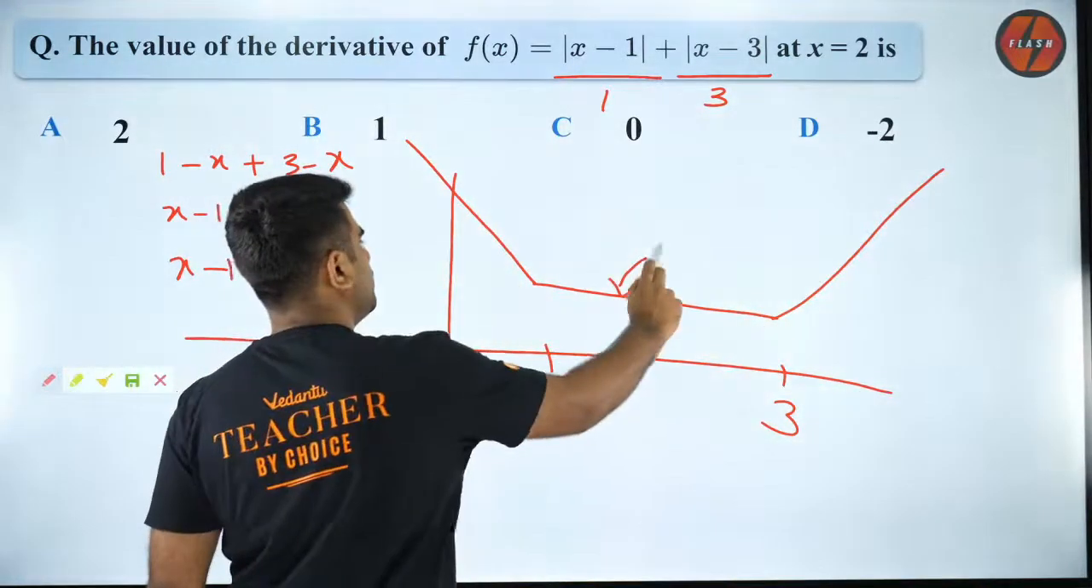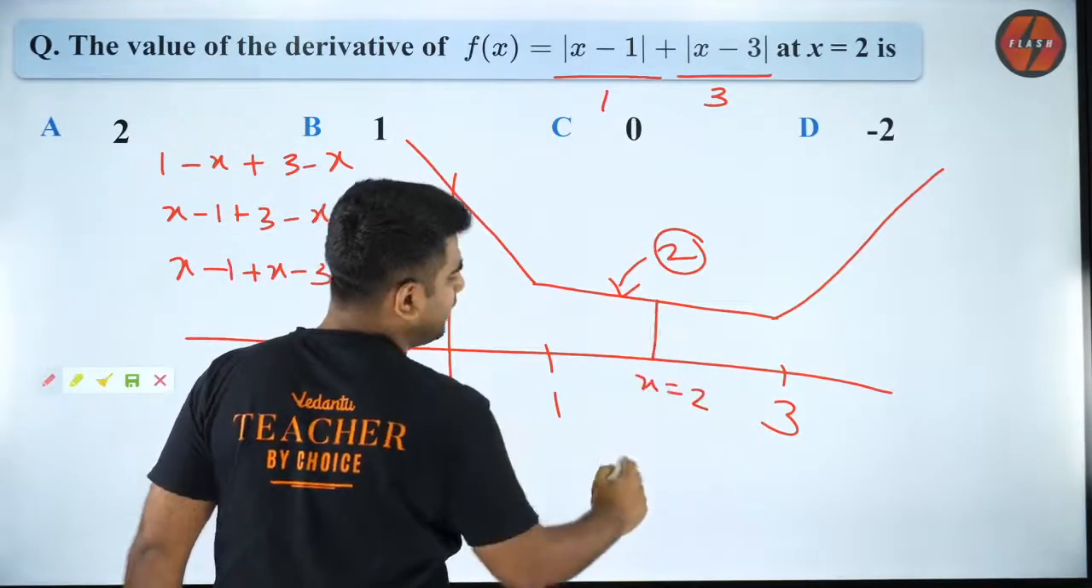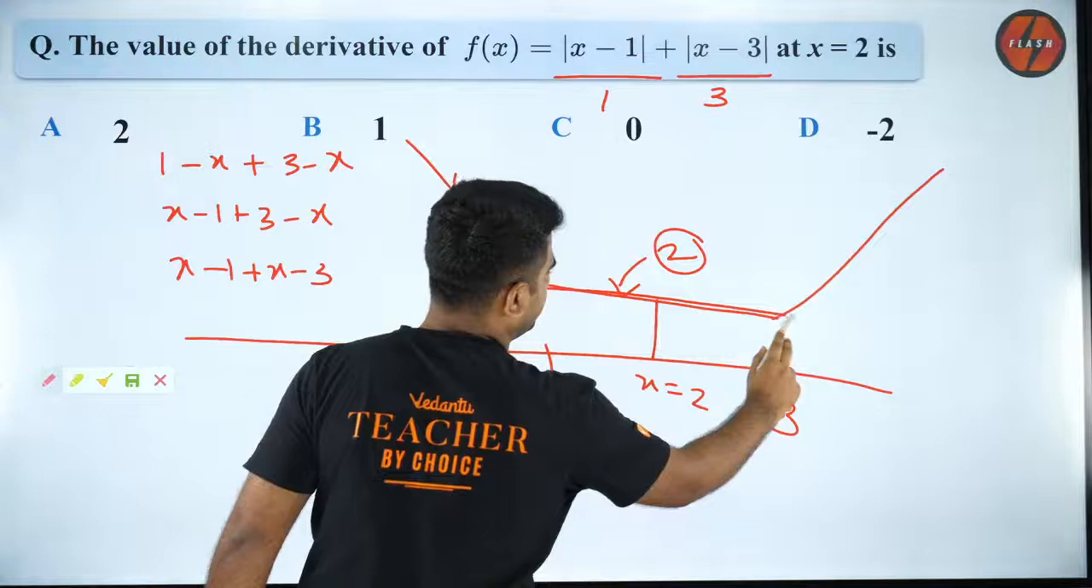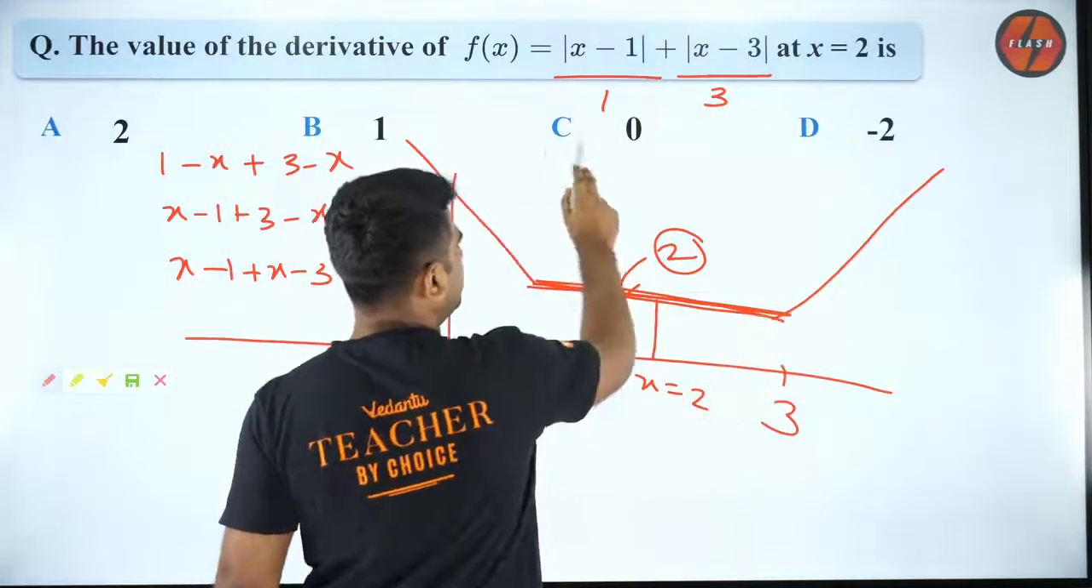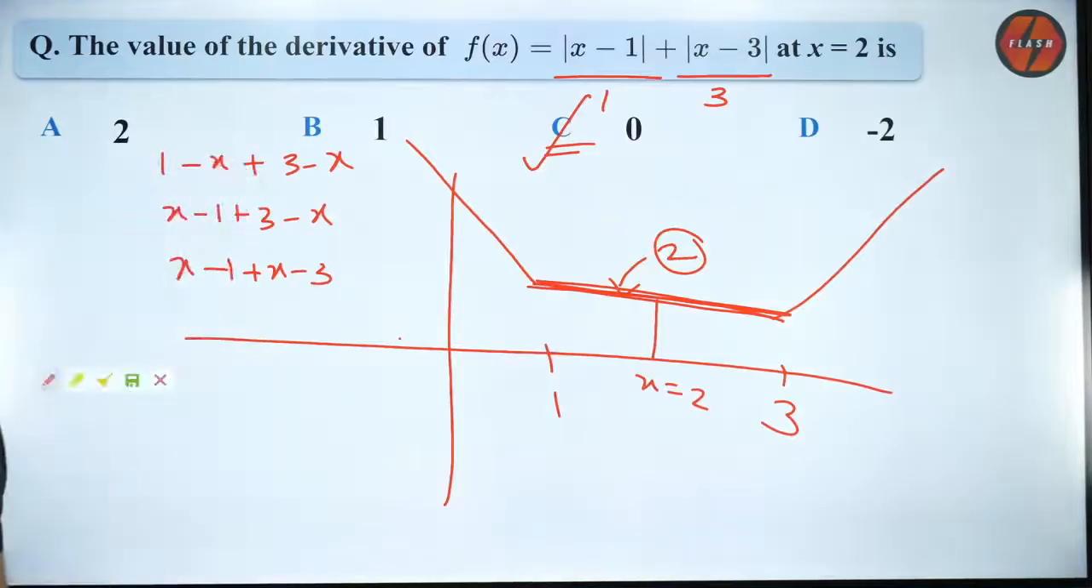So this value is 2. So at x equal to 2, the functional value is 2. It's a constant. So the derivative will be, got it? Are you guys clear? Exactly, Kiran. It's a laddu question. Everybody got it? Yes or no?